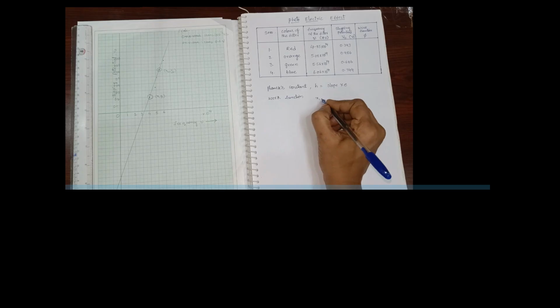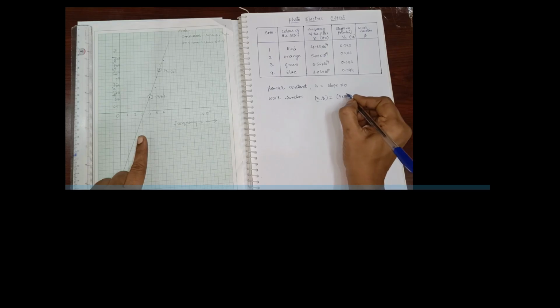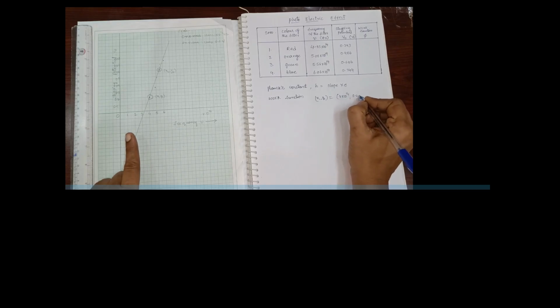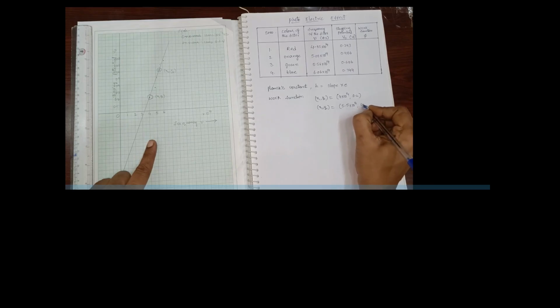So what did we get? x1, y1: the x value is 4 into 10 power 14, and y1 is 0.2. For the x2, y2 point, x2 is 5 into 10 power 14 and y2 is 0.6. The slope formula, I think you all know, is (y2 minus y1) by (x2 minus x1), which equals (0.6 minus 0.2) by (5.5 minus 4) into 10 power 14, that is 0.4 by 1.5 into 10 power 14.